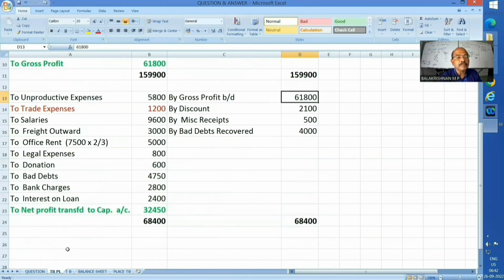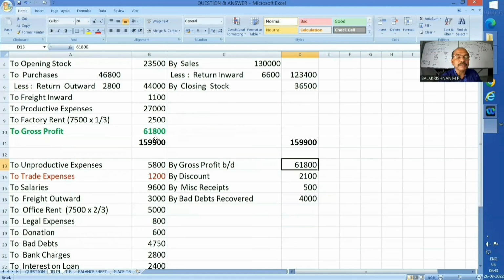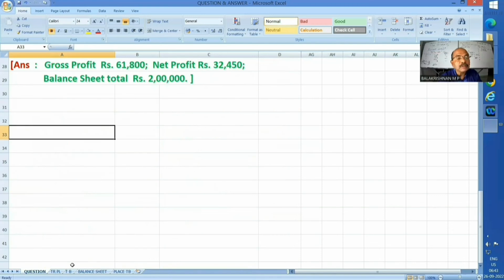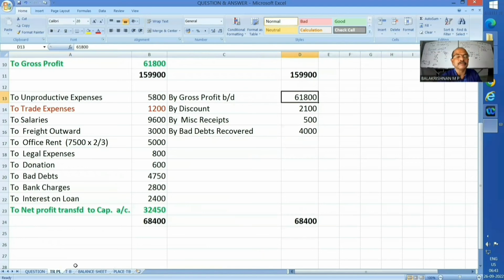Next, I brought down my gross profit here. And other nominal accounts I have reflected here. As such, I arrived at the net profit. How did I get it? Total the heavier side, put it here, and the difference on this side means naturally it's a profit, because the credit side is more, to the extent of 32,450. So now let me check whether this section is okay. 61,800 and 32,450 as per the other. Is it okay? Yeah, it's very much okay. So that is also done.